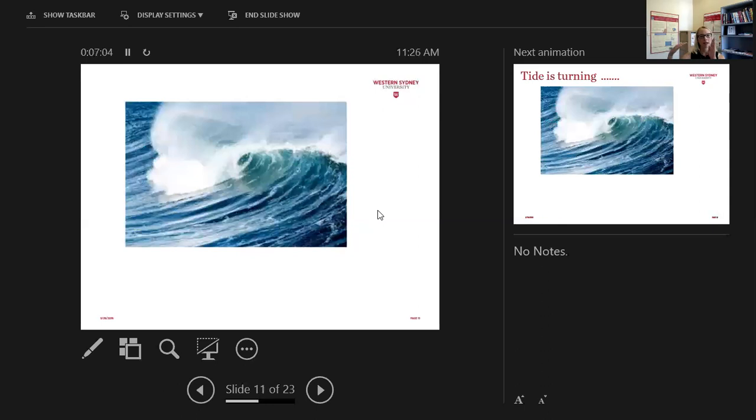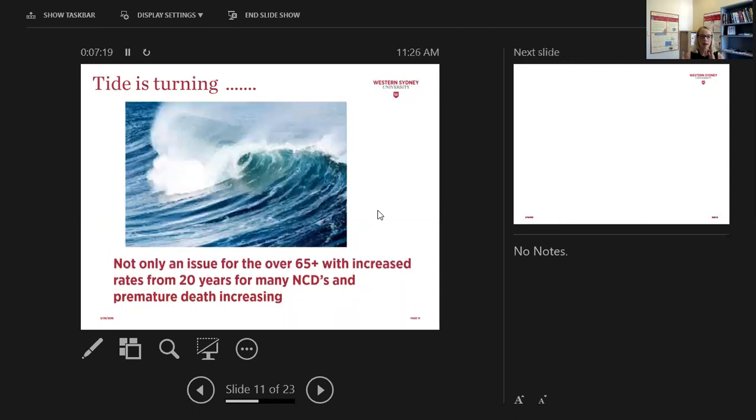The other thing is that the tide is turning. It's not just a correlation of those two curves going up, age and chronic conditions. We're actually seeing a bit of an inverted U. So we're also seeing that it's not just an issue for over 65 with chronic conditions and disability and death. We're looking at rates of chronic conditions really starting to rise from early adolescence, from 20 years. What used to be an aging phenomenon is now a fact of everyday life, and it's causing huge rates of premature death. And as you know, from a public health standpoint, this is a major issue.